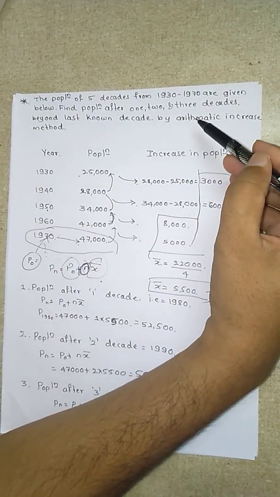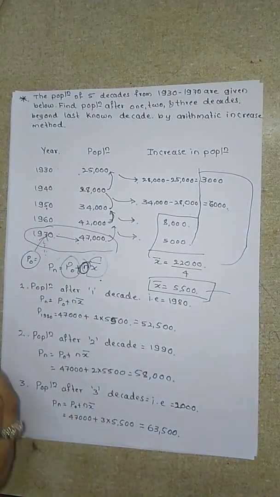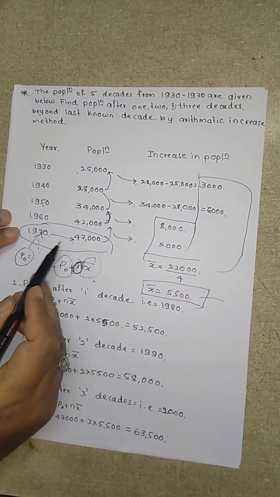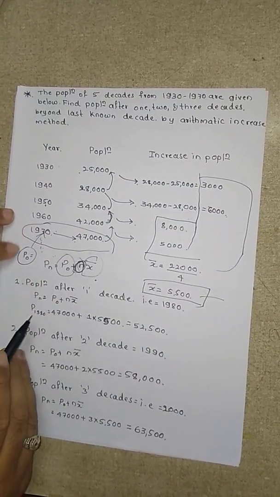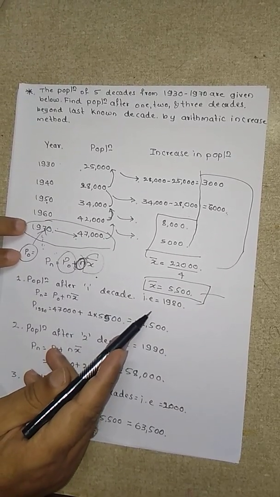They have told you to determine the population after 1, 2, 3 decades after the last known population. So what is the last known population? It is 1970, so it is 47,000. After 1 decade from 1970 is 1980.